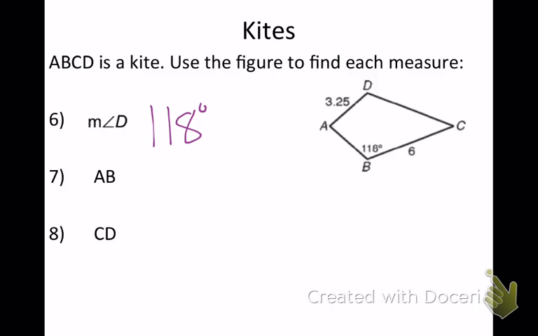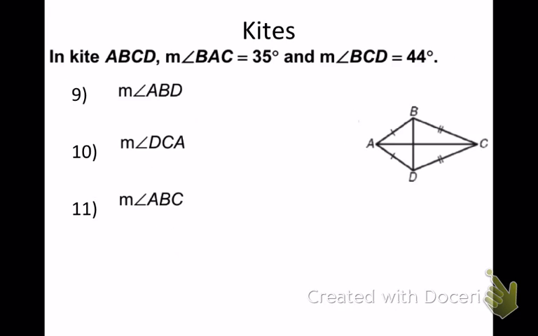Okay, 7. What's AB going to be? Oh, let's go with Luis. What's AB going to be? 3.25. Nice job. And 8, CD. Hannah, what's CD going to be? What'd you say? 6. Nice job. Does everybody see the opposite sides or the consecutive sides are congruent? Great.